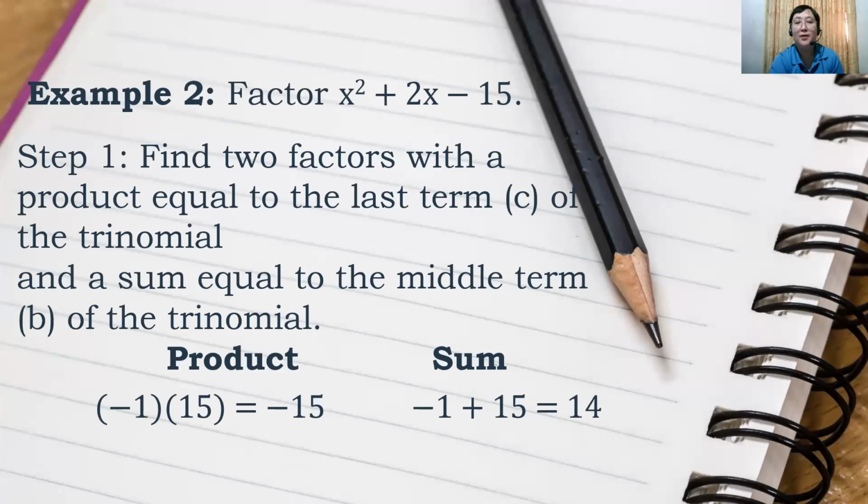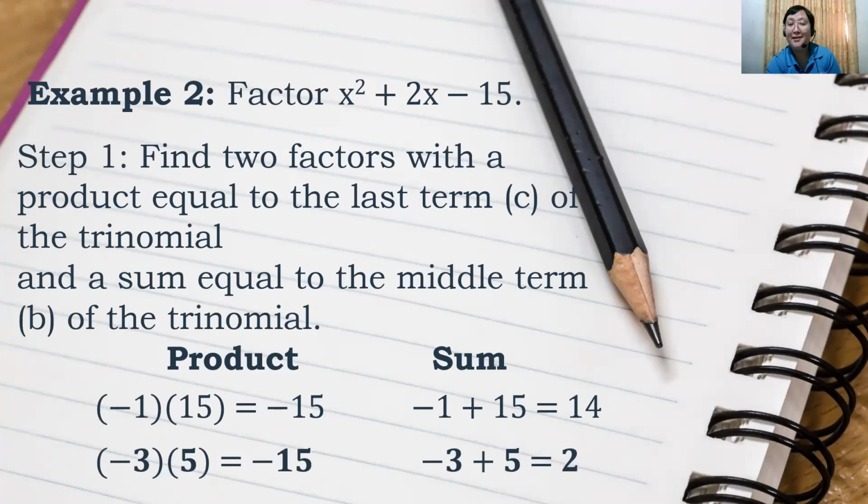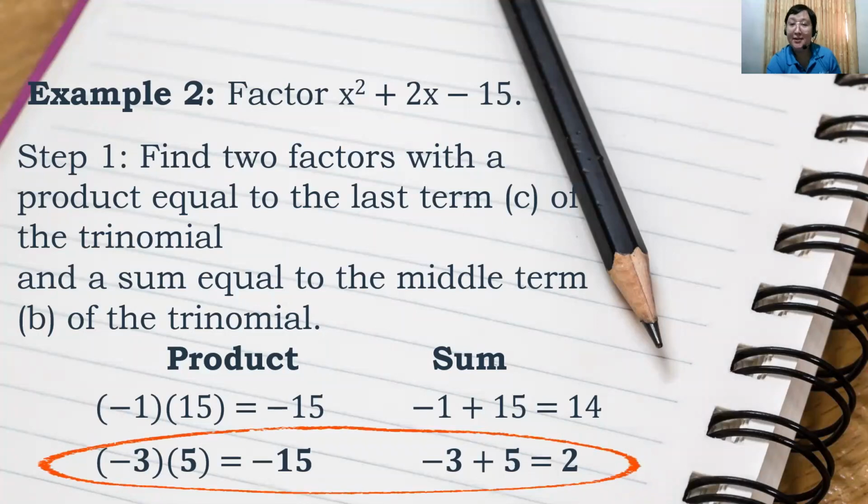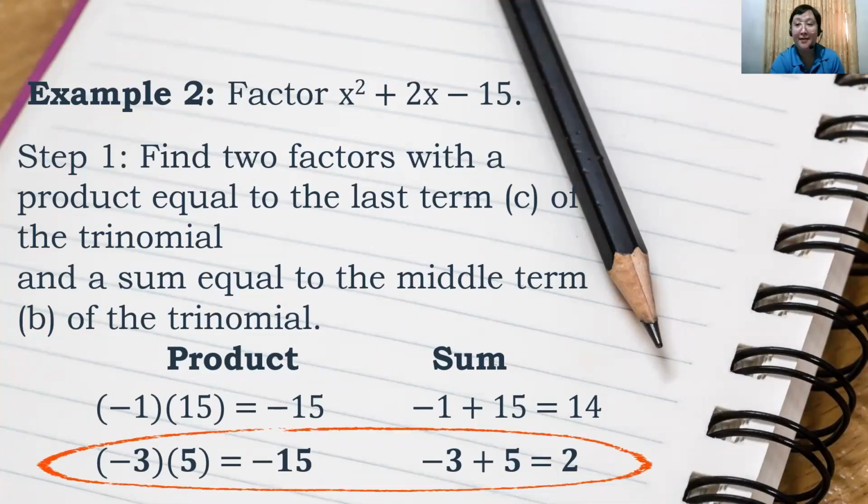So we have negative 1 multiplied by 15 is equal to negative 15. But if you add that, negative 1 plus 15, you'll get positive 14. And then the other one, we have negative 3 multiplied by 5 is equal to negative 15. And if you add that, negative 3 plus 5, you'll get positive 2. Yay, that's what we're looking for. So we have negative 3 and 5.